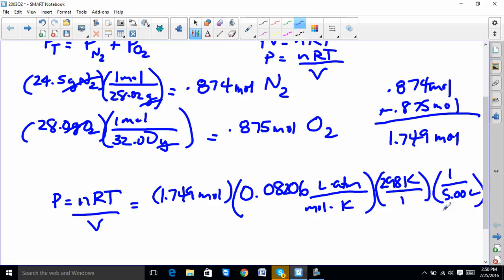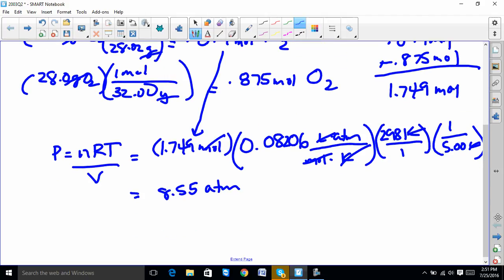5.00 liters. And so liters cancels with liters, K cancels with K, and mole cancels with mole, and nothing cancels with atmospheres, which is way cool, because we're trying to get atmospheres. And when I did it, I got 8.55 atmospheres. Again, you can do 0.874 here and get this pressure answer, and then do it again with 0.875, and add them together, and you also get 8.55. There's more than one way to skin a cat. It's fine, however you want to do it.